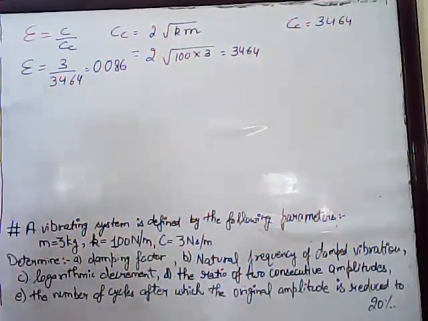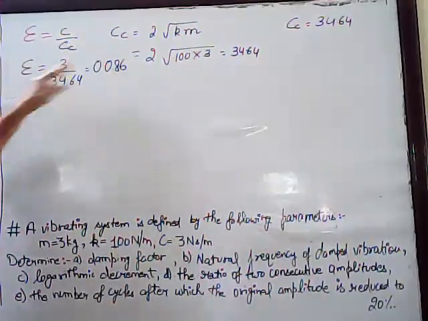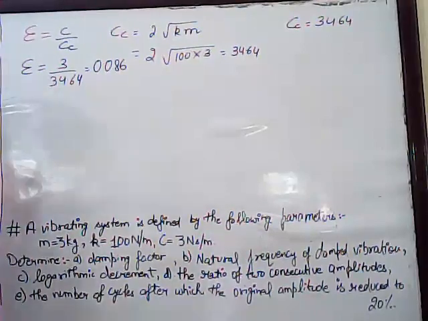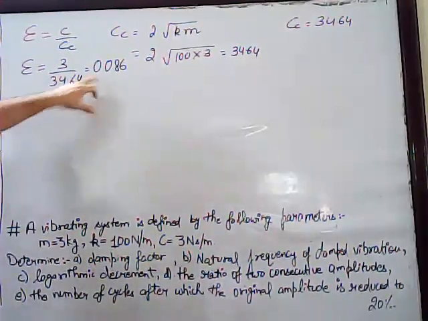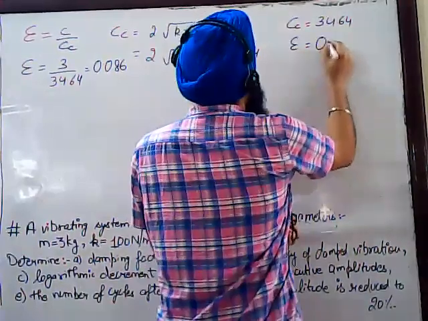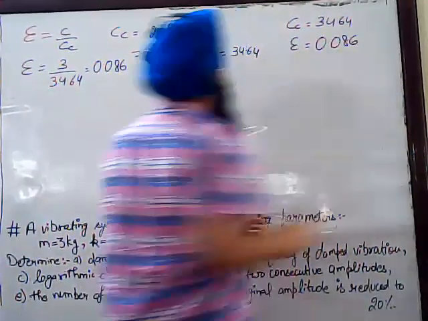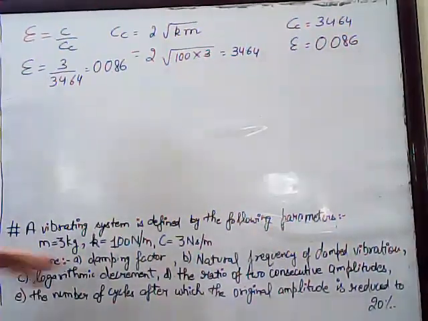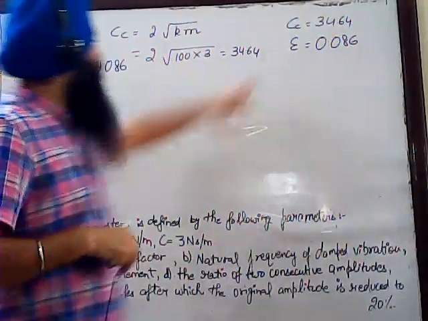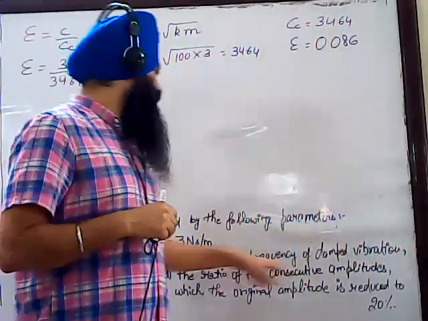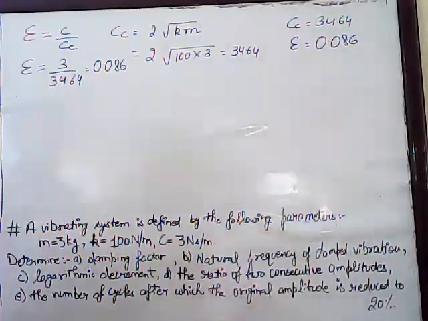It's a unitless quantity, as the units of C and Cc are same. So the value of damping ratio is 0.086. So first of all, we have to calculate the value of damping factor or damping ratio. Its value is 0.086. Then we have to calculate natural frequency of damped vibrations.